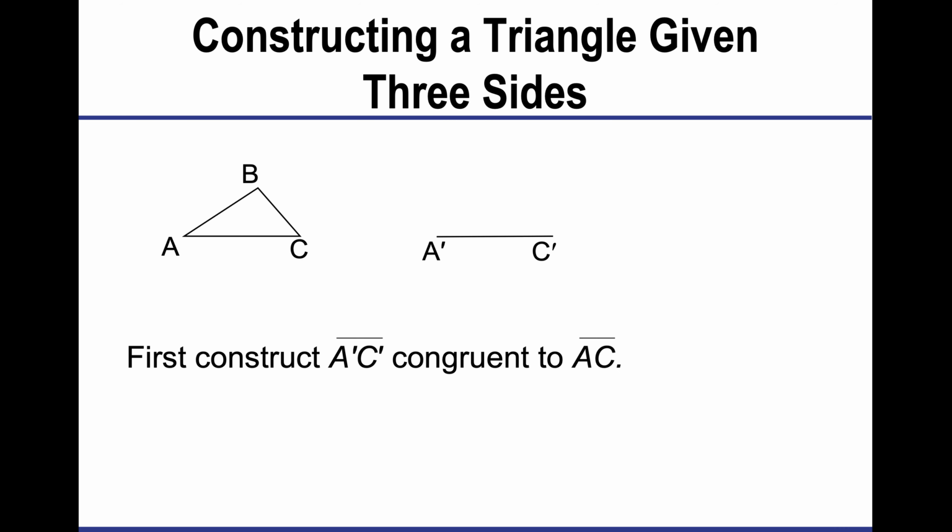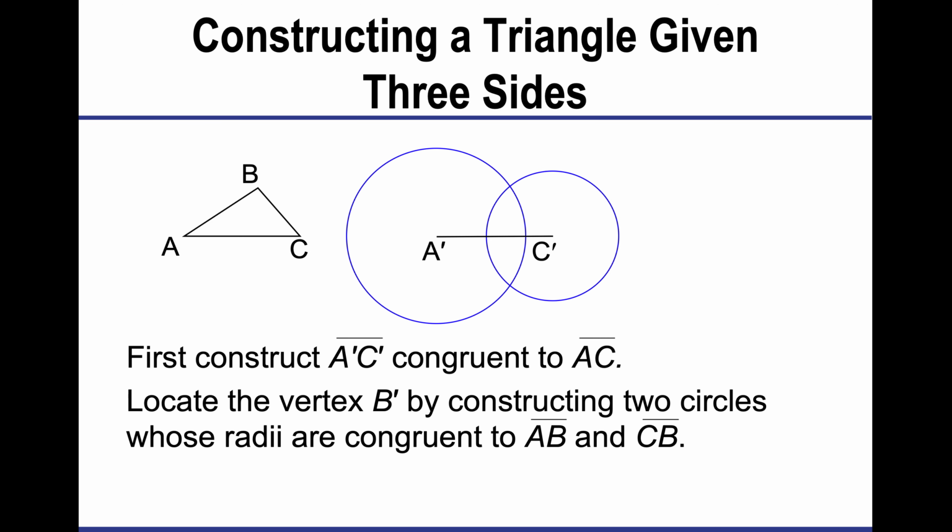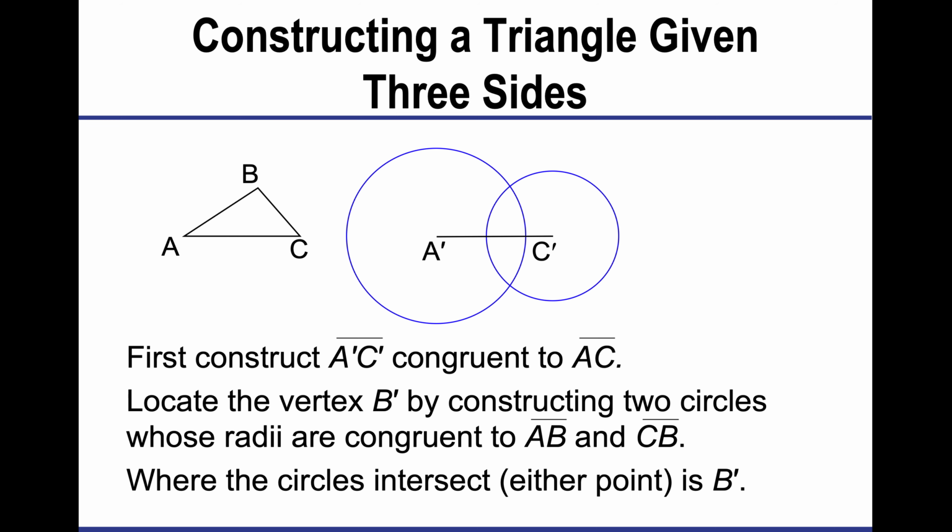If I'm going to construct the triangle given the three sides, first I'm going to start off with constructing that line segment by measuring it with my compass. Then I'm going to locate the vertex B by drawing an arc with one endpoint on A and one endpoint on C. It gives me these two circles whose radii are congruent to AB and BC. So I'm measuring AB, drawing an arc at the end of A, measuring BC, and drawing an arc at the end of C.